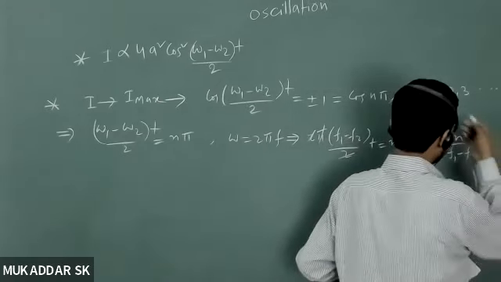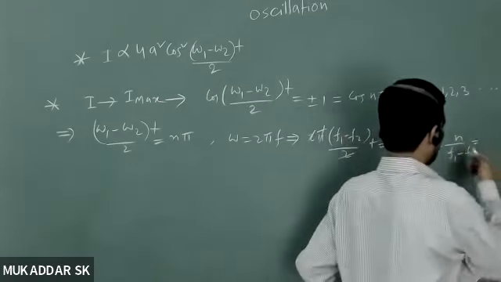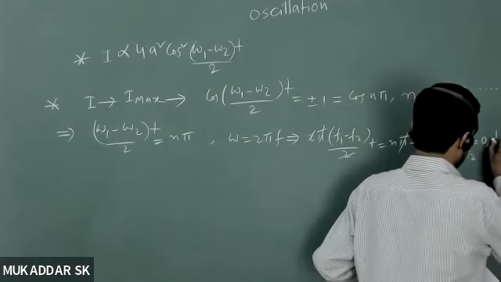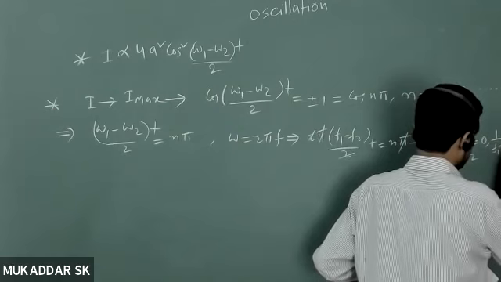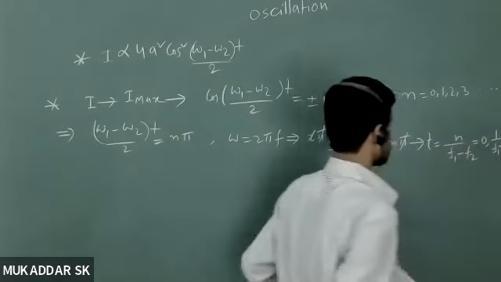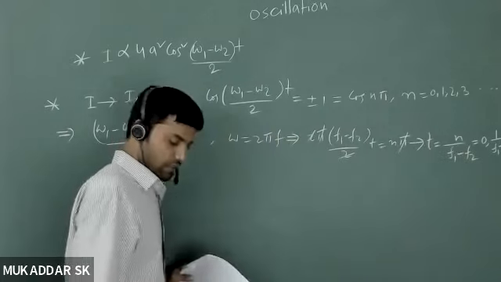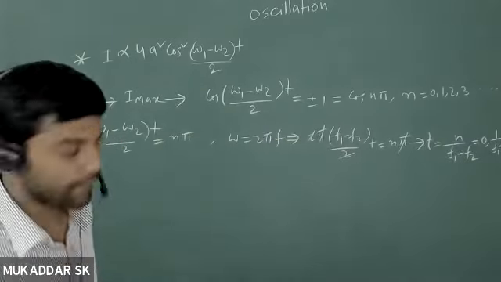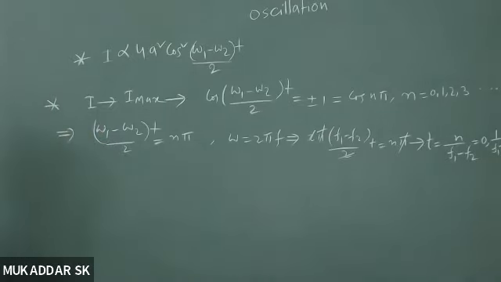So you will get maximum intensity when time equals 0, then 1 by (f1 minus f2) and so on. So this is the condition of maximum intensity. Okay, is this part clear everyone?